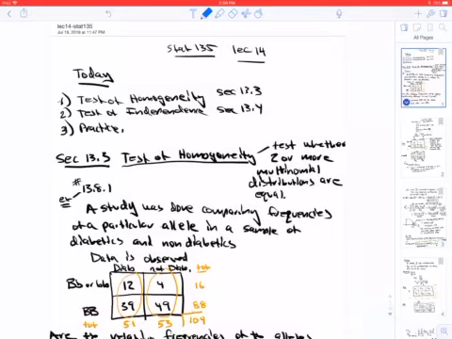Hello, today is lecture 14. We discussed test of homogeneity, test of independence, and then some practice.